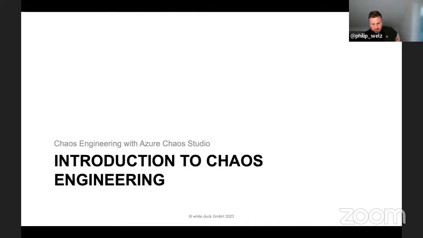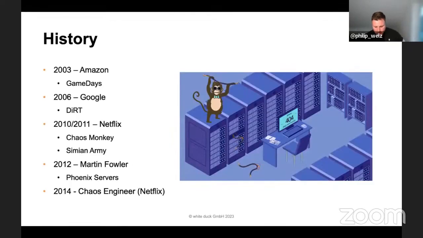Okay, then let's start with chaos engineering. Before we take a look at what chaos engineering really is, let's take a look at the history of chaos engineering. The first, let's say, documented thing that happened was that I think Jesse Robbins at Amazon created Game Days. This was an initiative that purposely created major failures on the website. So he was in the, I think, Amazon website team, and they injected major faults in the website and tried to increase the reliability and the resilience of the website.